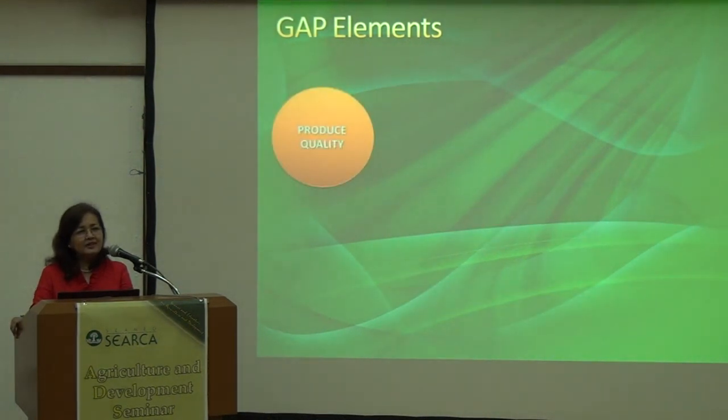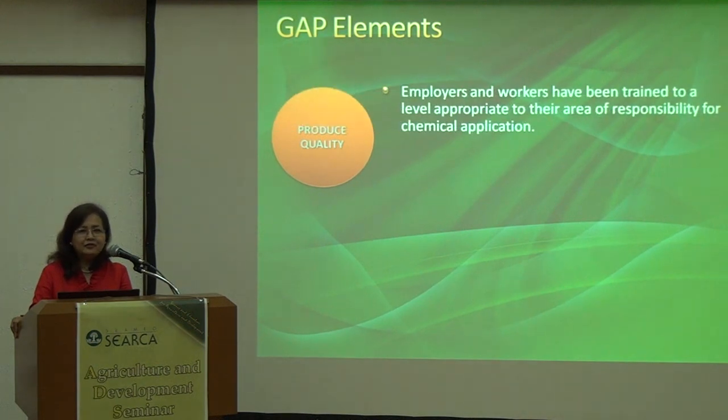Now, for the other element, produce quality, here are a few of the practices that are required. The employers and the workers should be trained to a level appropriate to their area of responsibility for chemical application. So, you cannot just apply all the chemicals haphazardly. You need to be knowledgeable about the chemical application, the active ingredients, and the proper way of applying this. And also, the proper disposal of containers of these chemicals.